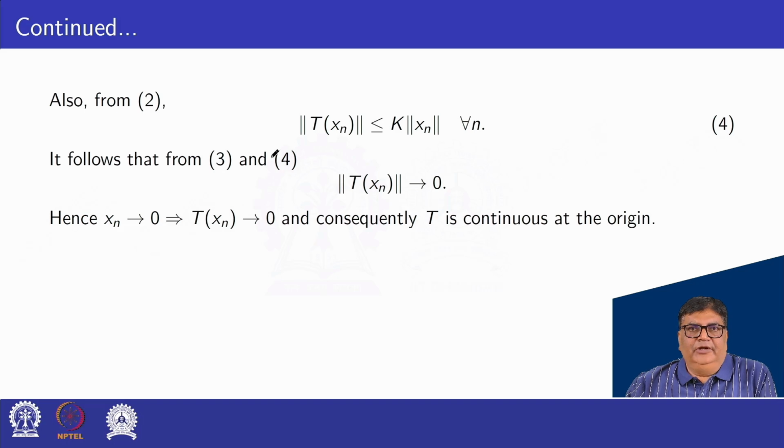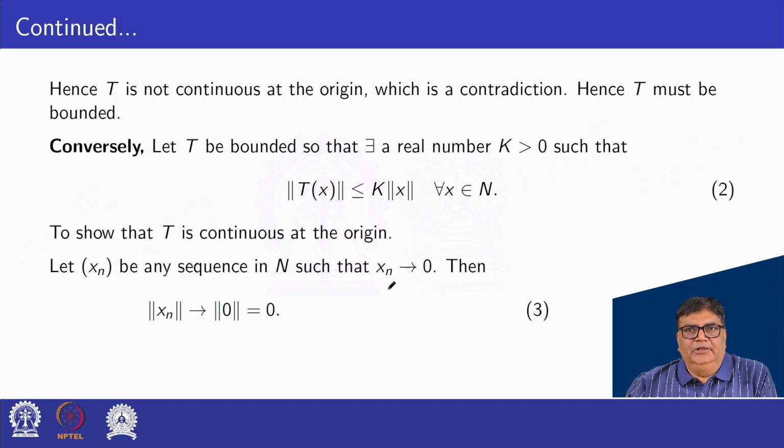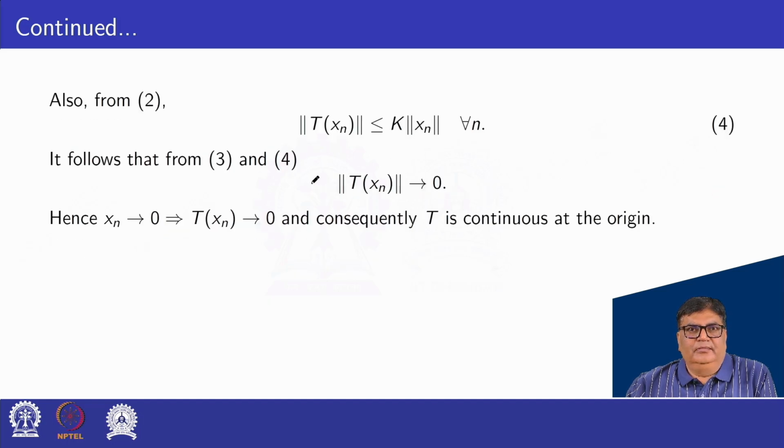So from equation 2 we have norm Tx_n less than or equal to k norm x_n. It follows from 3 and 4 that norm Tx_n converges to 0. Hence x_n converging to 0 implies that Tx_n converges to 0, and consequently T is continuous at the origin.